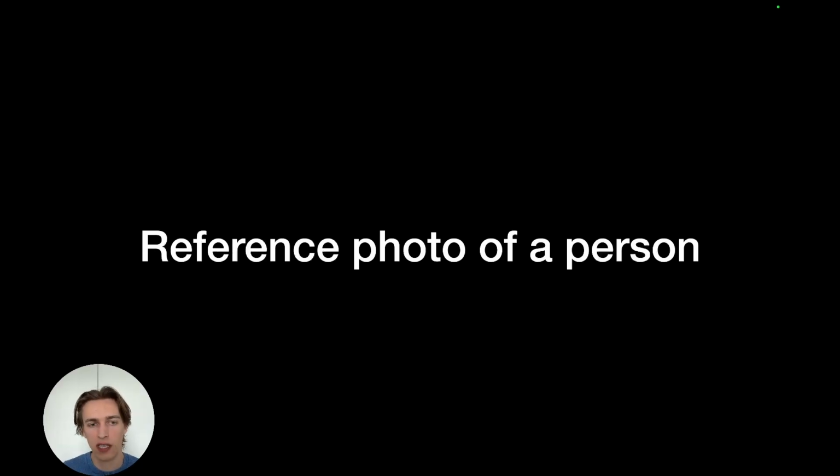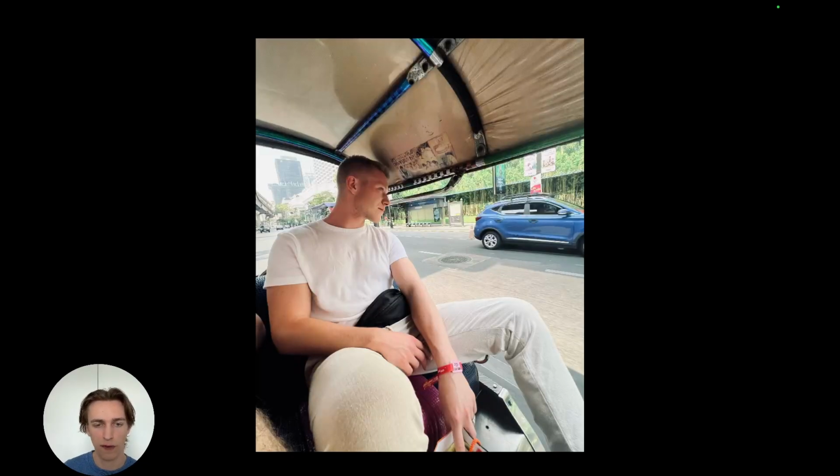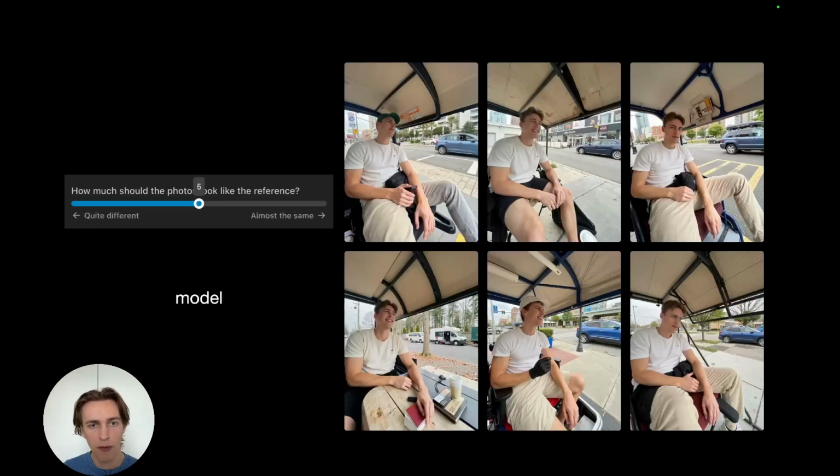What's even easier is if you use a reference photo of a person. So for example, if I have a photo like this here, what you can do is set the similarity way more towards the reference photo, and in the prompt, you just make it way more simple. You can just write model. So what you see here is that these photos actually look a lot like the original one.